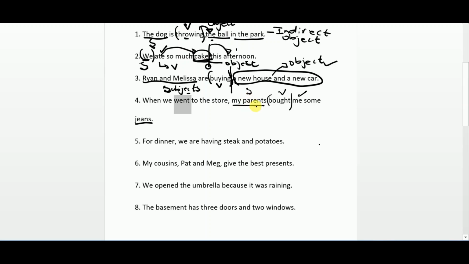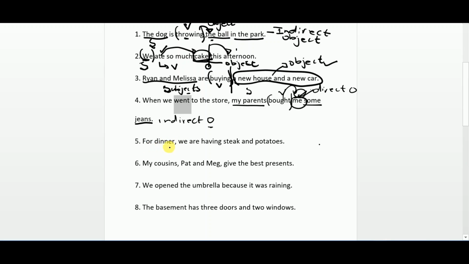But then when you say my parents bought, the question can be asked, who did they buy whatever they bought to? So they bought me. This is the first word that is affected by the action of the verb. Then me becomes your direct object, and then some jeans becomes your indirect object. Okay? Then sentence 5, for dinner, we are having steak and potatoes.